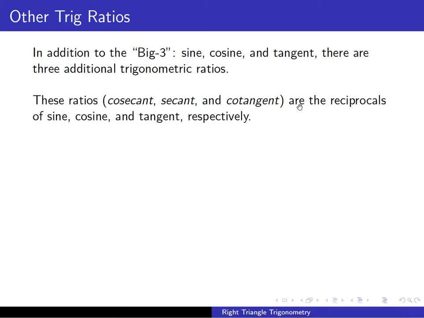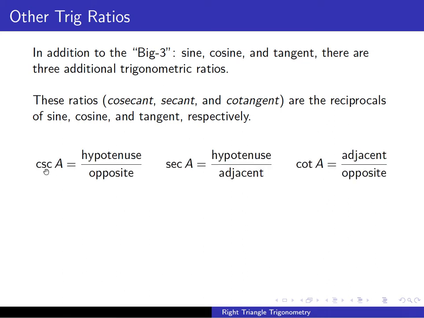So you probably did not talk about these in geometry class, whereas you did talk about sine, cosine, and tangent, but they have reciprocal functions or ratios. And I'll use trig ratios and trig functions interchangeably. They have reciprocal ratios, cosecant, secant, and cotangent.